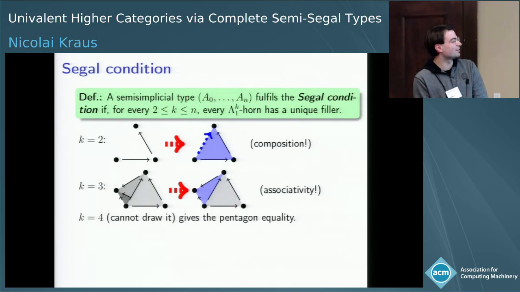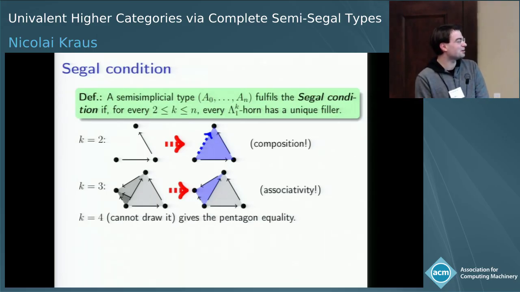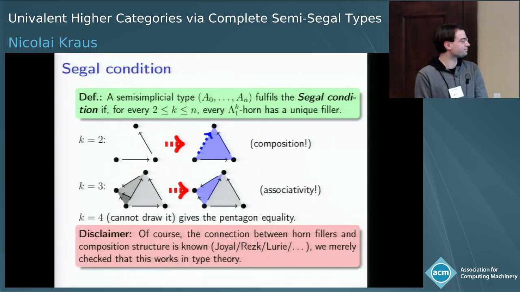And now, for k equals 2, we have already seen that this gives us composition. And for k equals 3, you can check that it gives you exactly associativity. And for k equals 4, which I really cannot draw anymore, this condition that you can fill such horn gives you exactly the pentagon equality.